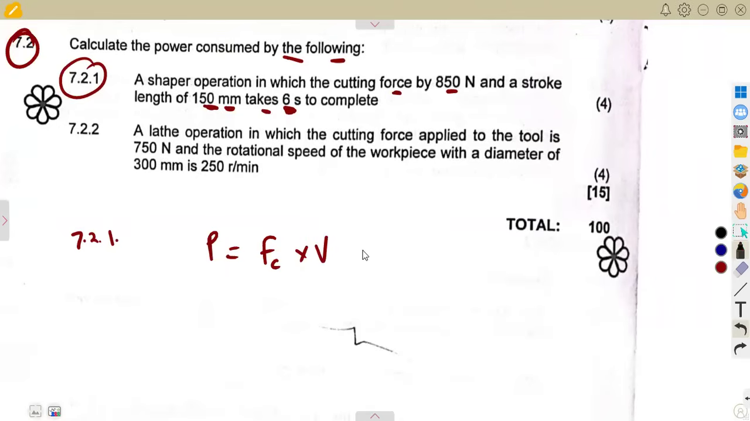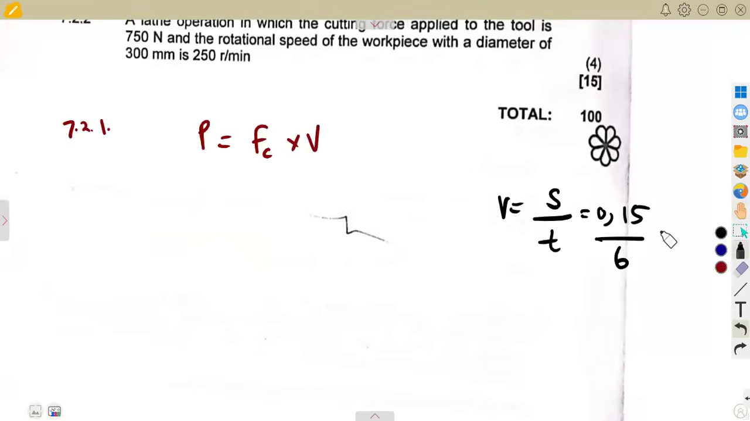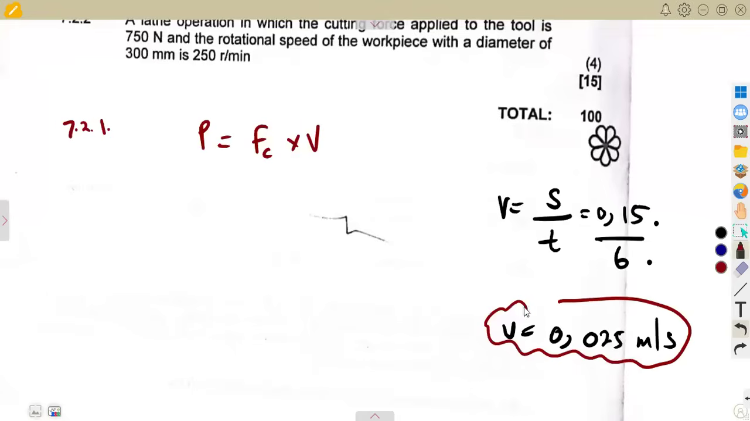So the velocity can be calculated because there's the length, which is the stroke length. This is the distance. So it follows that velocity is the displacement or distance over time. The displacement taken in meters is going to be 0.15 if you divide by 1,000, over the time in seconds. So meters over second, we're going to have our velocity in meters per second, which is 0.025 meters per second. So this is how you can calculate your velocity.